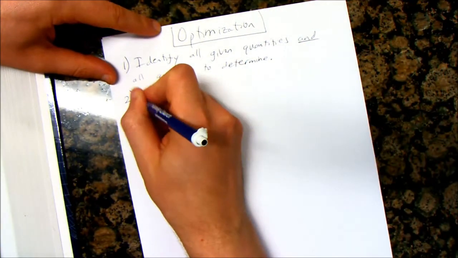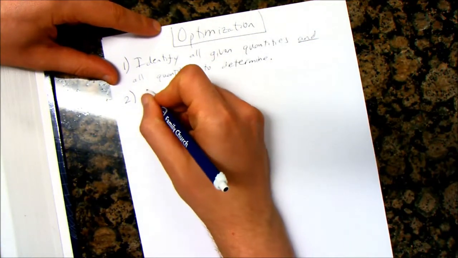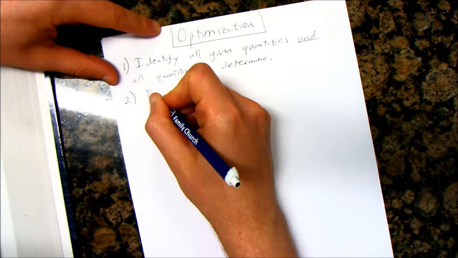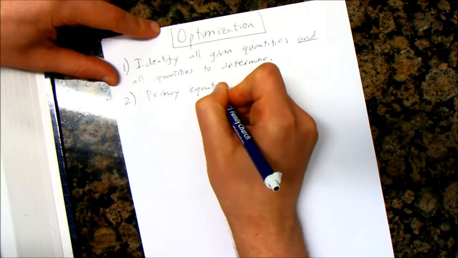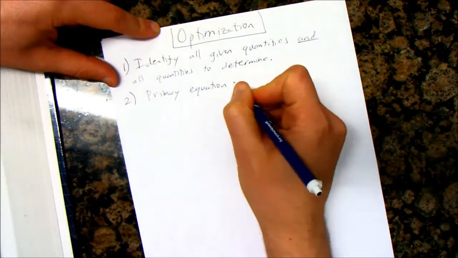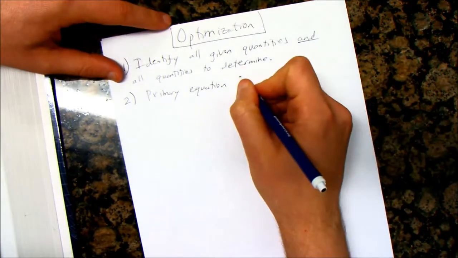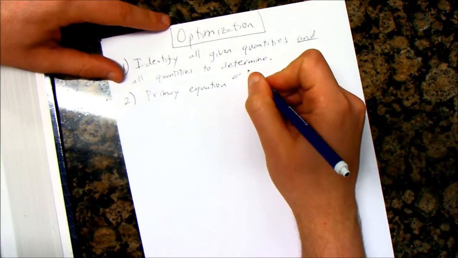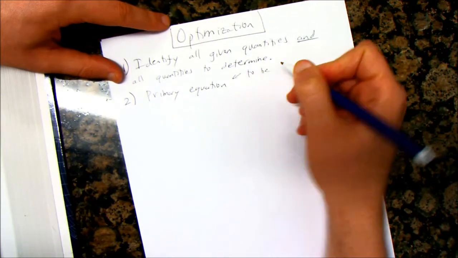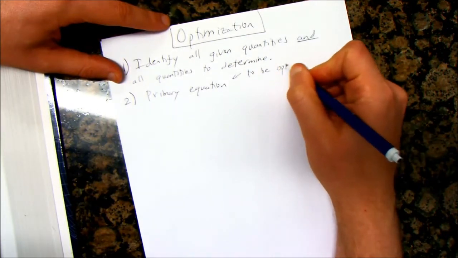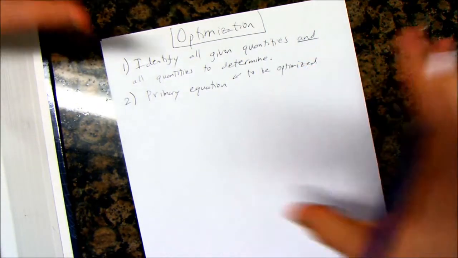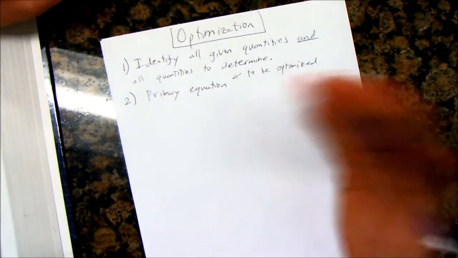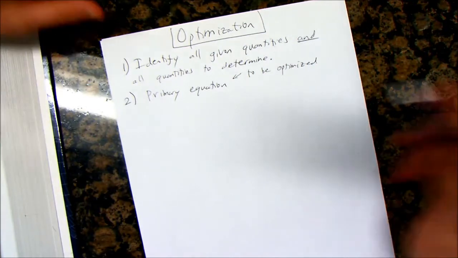All right, 2. You write a primary equation. This equation, whatever it might be, is to be optimized. Optimized meaning maximized or minimized. You're going to take the derivative of that and set it equal to 0. I mean, that's basically it.